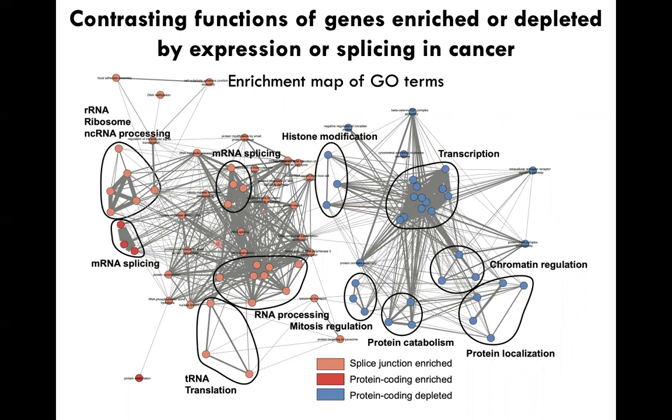On the other hand, you have here on the left and in red, genes that are enriched by expression or splice junctions that have a lot to do with RNA processing. And this is very interesting because disruption of RNA processing is currently emerging as an important component of cancer biology.